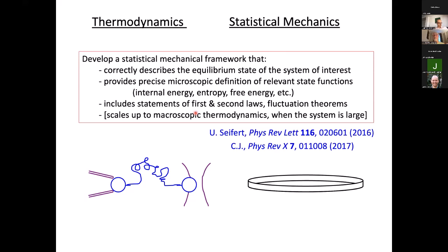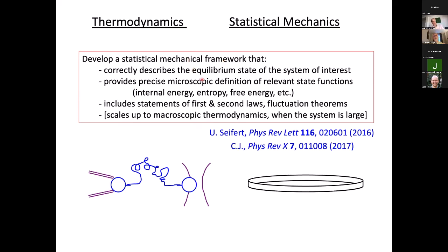And hopefully we could devise frameworks that give these laws without any correction terms accounting for strong coupling between the system and the environment. And finally, there's a fourth condition here, that we would like this framework to scale up to macroscopic thermodynamics when the system is large. And what I mean by this is the following: a large system like a rubber band is also ultimately made up of atoms.